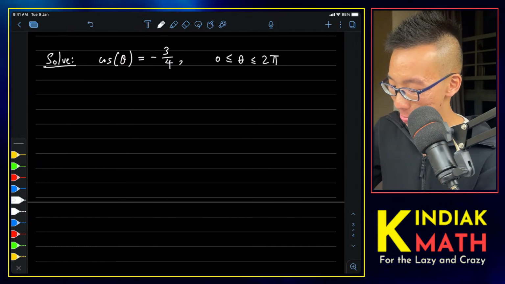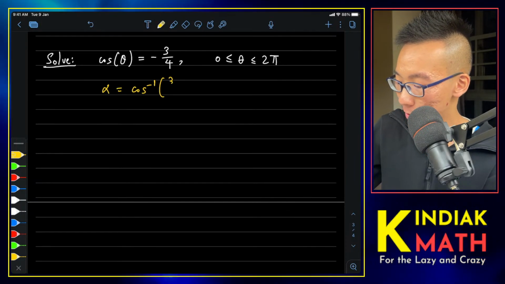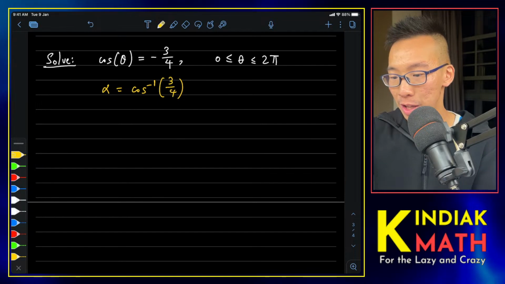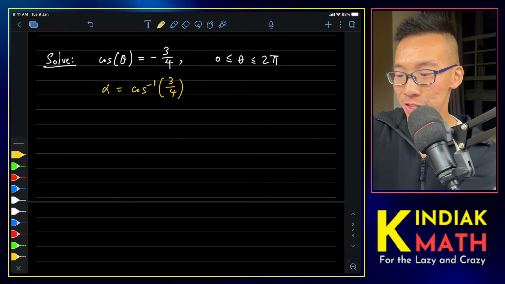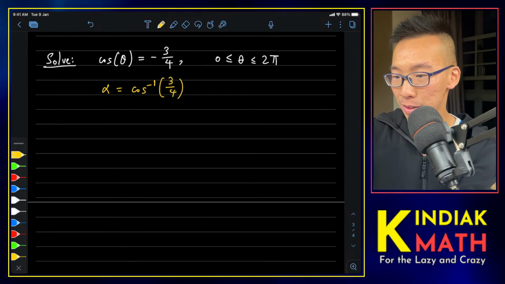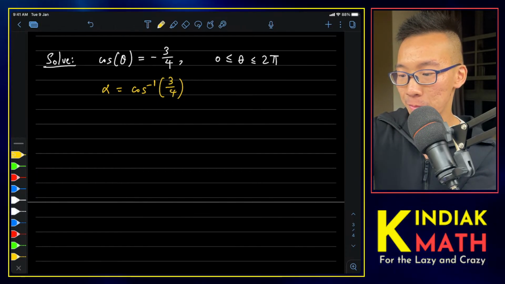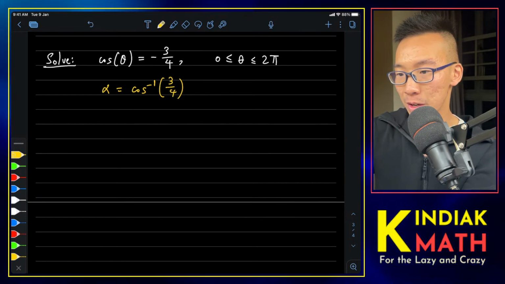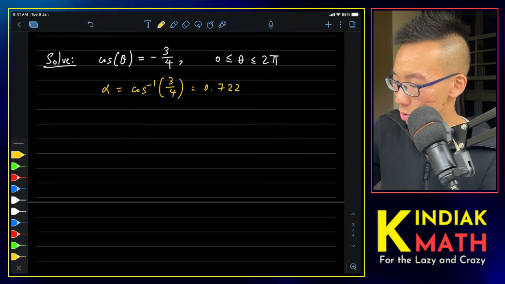Okay, so here's my cheat code. Firstly, we calculate the basic angle. That's the inverse cosine of 3 over 4. You could even use a calculator to help you do that. I will do that right now. So the inverse cosine of 3 over 4 is, well, give me a moment. We want to express this in radians, so we're going to write this as 0.72273.